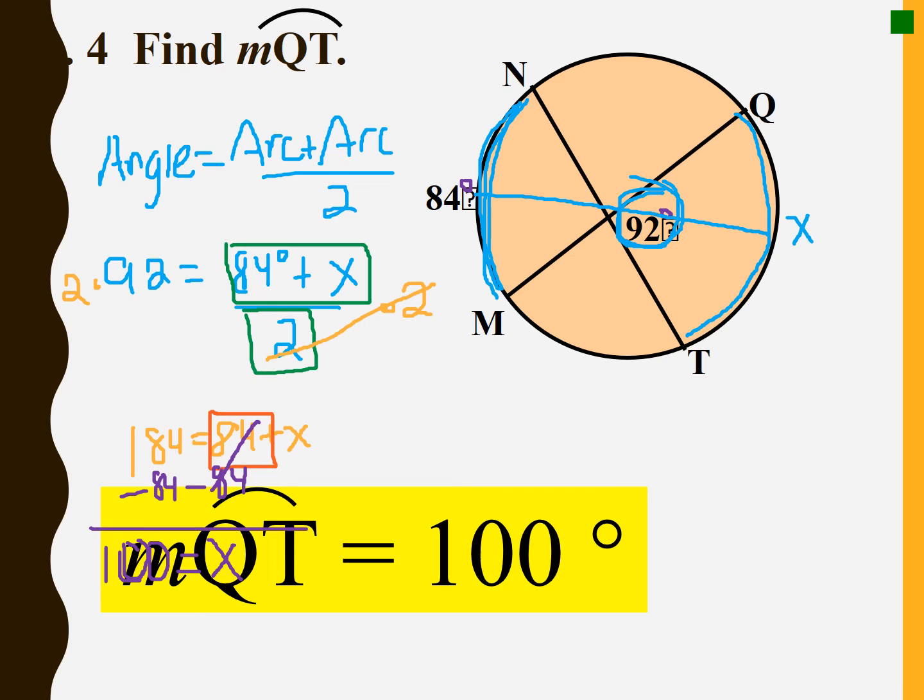Again, pause if you need more time. All you do is take the information they give you and sub it into the equation. So again, our angle is 92. One of the arcs is 84. The other one is our unknown, which is x, and we're always going to divide by 2.